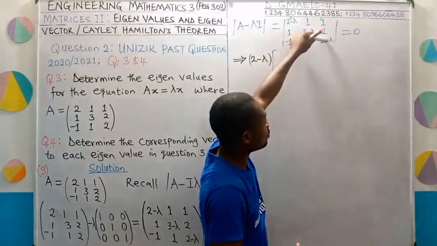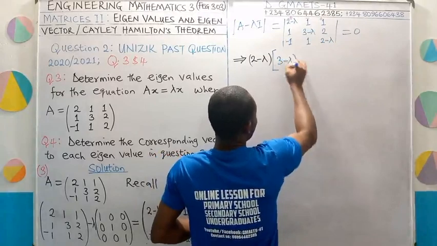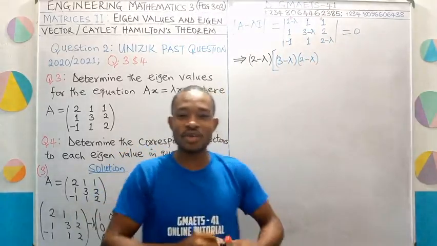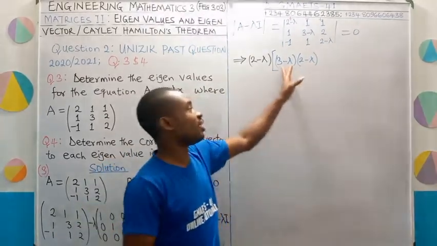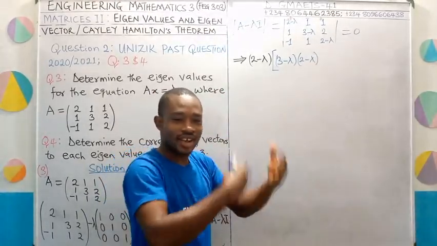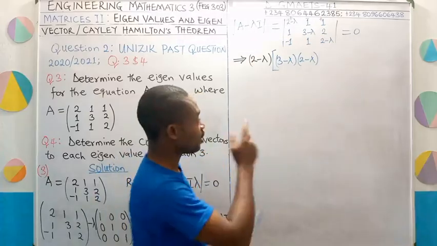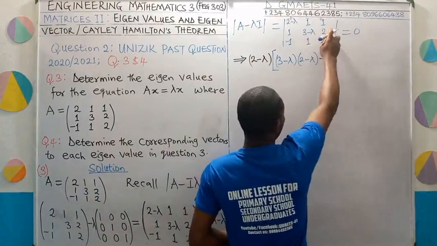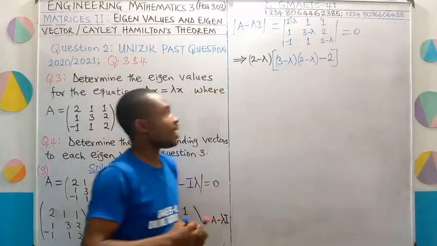3 minus lambda times 2 minus lambda. Of course, that's going to give us 3 minus lambda in brackets times 2 minus lambda. It is not usually ideal when you are dealing with these to expand this. You can just leave it in this form, okay? Along the line, if it becomes necessary to expand, you expand it, okay? But for now, we're just going to move on straight. Then minus 1 times 2, which will give us 2. Good, we are done with this 2 minus lambda.